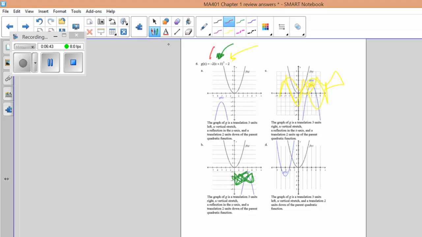And then this minus 2 means it opens down. This is the only one that opens down. So A is the winner.